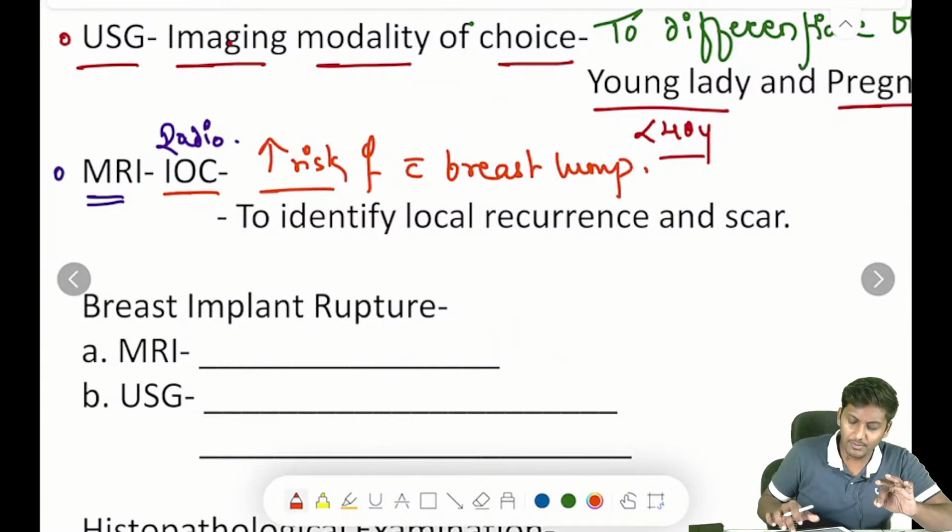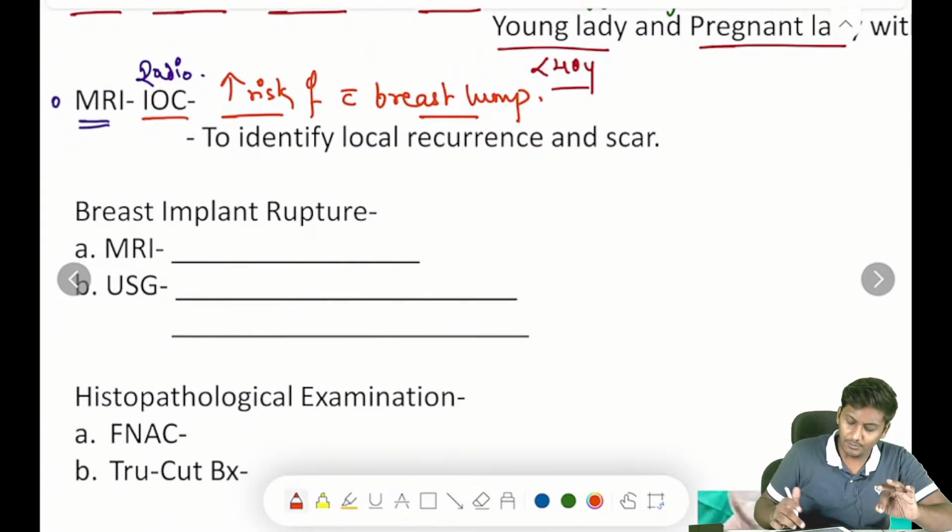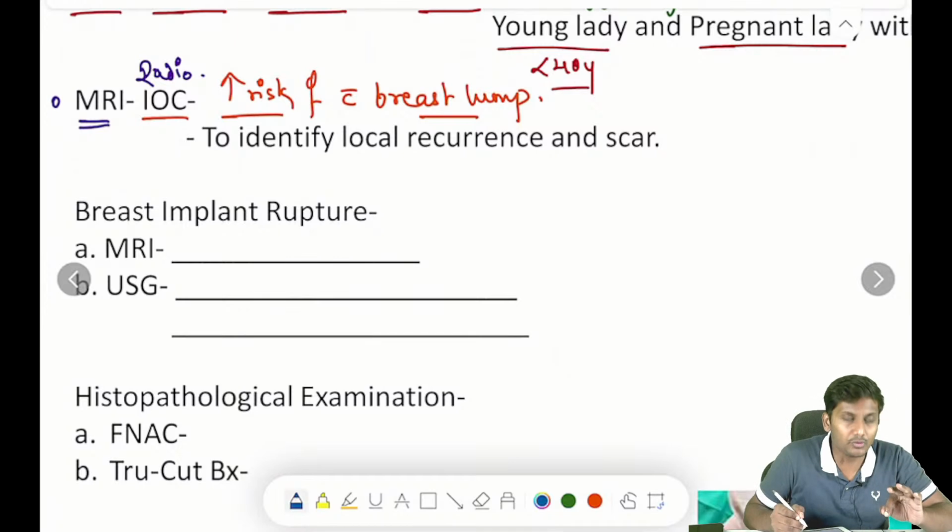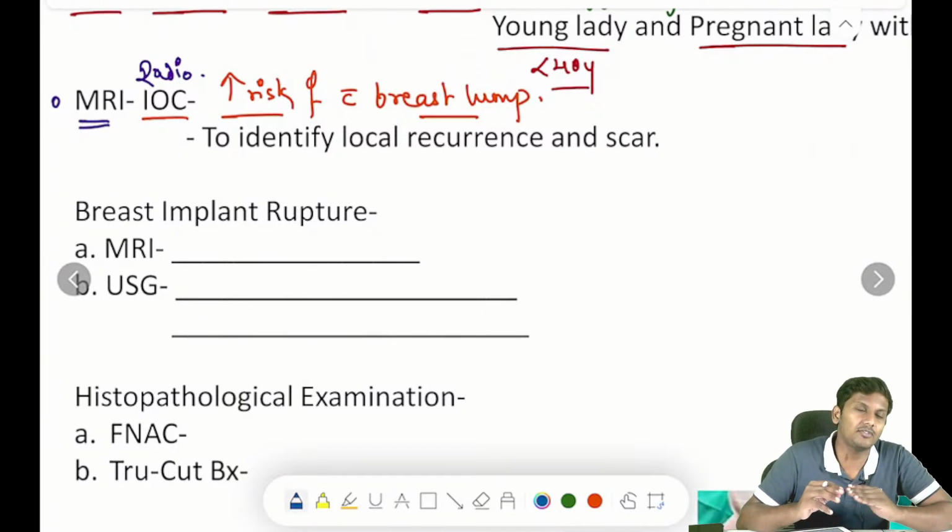No issues with this, anybody? That has to be remembered. Next important, MRI is also the radiological investigation of choice for a patient who is coming to you with a breast lump, but she is also having a breast implant. So for any patient who is having a breast implant, this is the radiological investigation which will be preferred.